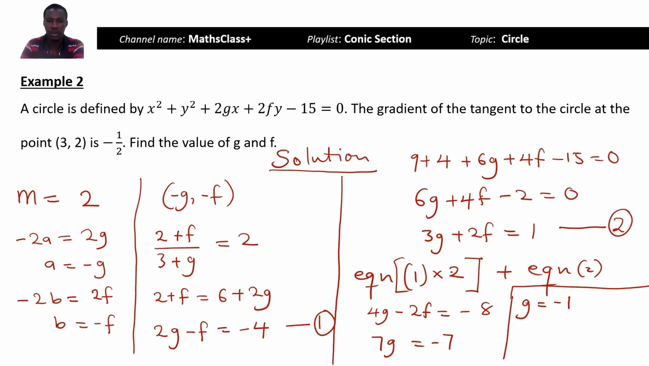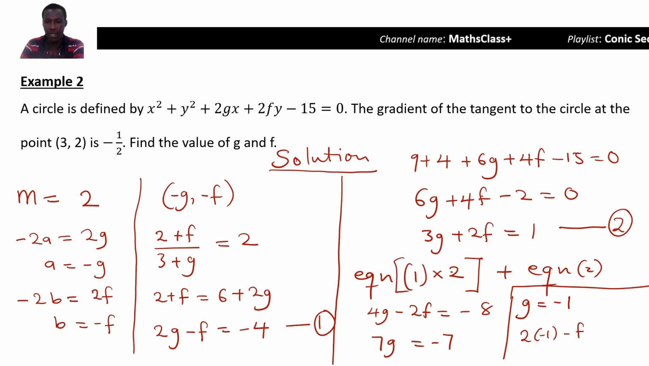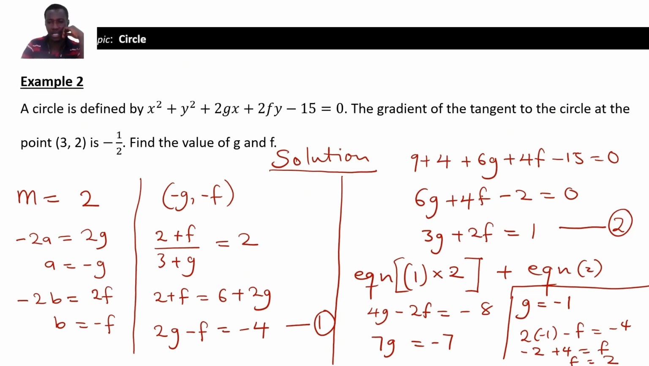And then if I substitute g into equation 1, I have 2 times negative 1 minus f is equal to negative 4. So I get minus 2 plus 4 is equal to f. And that means f is equal to positive 2. And that is the answer.